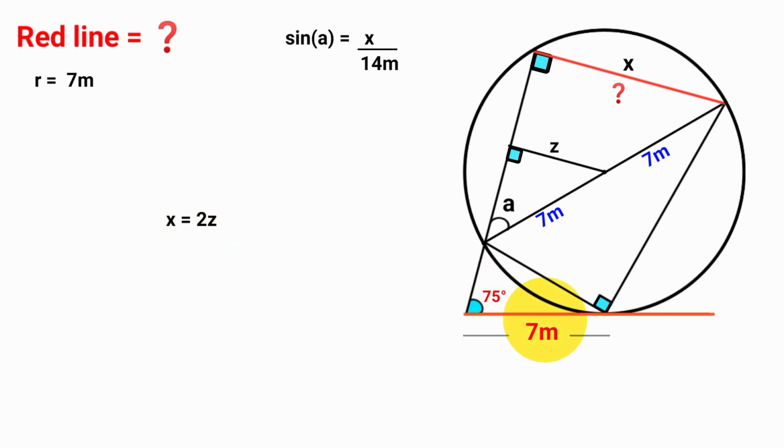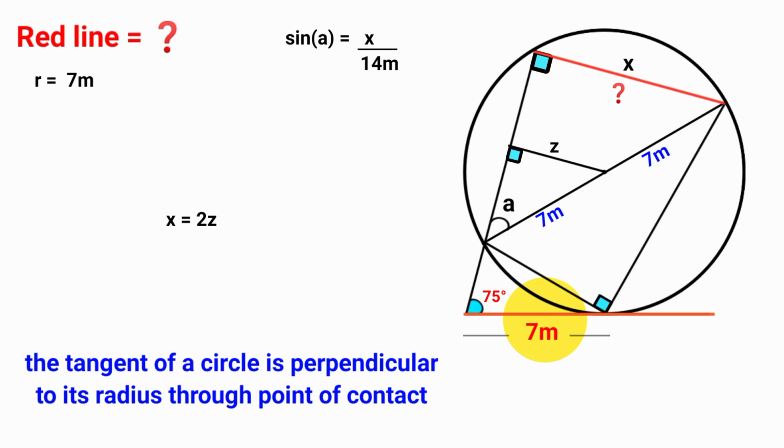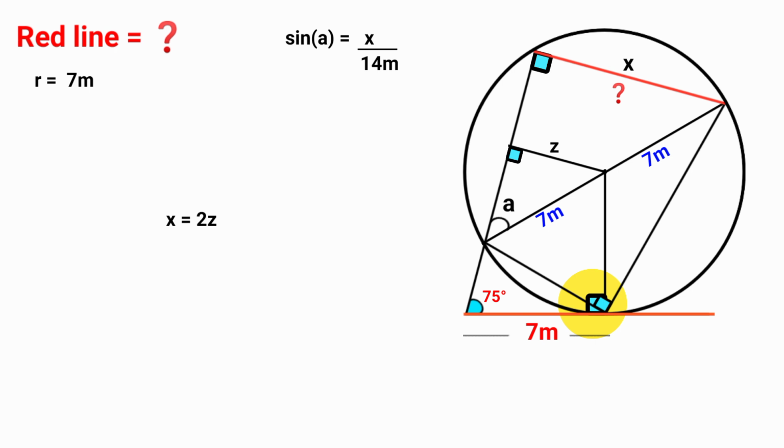Let's look at this tangent here. From the circle theory, we know there is a rule that the tangent of a circle is perpendicular to its radius through the point of contact. This here is the point of contact. So by this rule, if we draw the radius of this circle to this point of contact, this angle will be a right angle. The radius of the circle we know is 7 meters. That is, this line here is 7 meters in length.